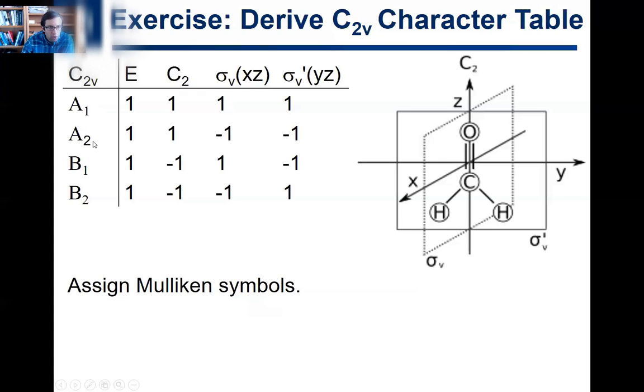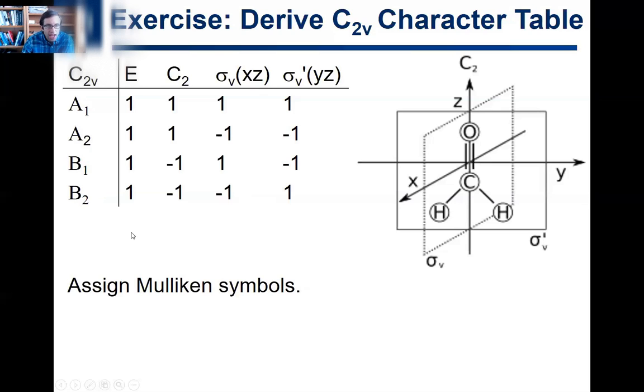How is it a subscript 1 or 2? You look to see if there's a perpendicular C2. There's no perpendicular C2, there's only one C2. That was the principal rotation axis. So then you look for the next mirror plane that pops up, that was sigma V. If it's symmetric with the sigma V, in this case the first sigma V, you're going to give it a subscript 1. So this one is A1 because it's a 1 here, B1 because it's 1 here. If it's -1, you're going to give it a 2. So -1 here, A2, -1 here, B2.